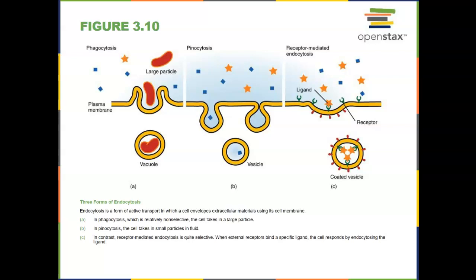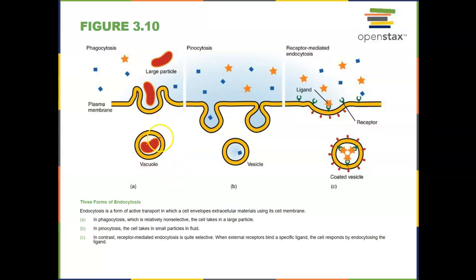There are 3 forms of endocytosis. In this first one, it's called phagocytosis. A very large particle is surrounded by, we call these pseudopods, pieces of cell membrane. It buds off and forms what we call a food vacuole, and whatever's in there becomes digested and used for energy. Pinocytosis sometimes is called cellular drinking.